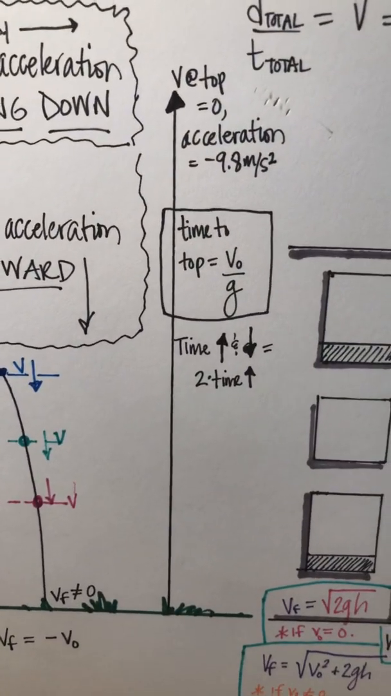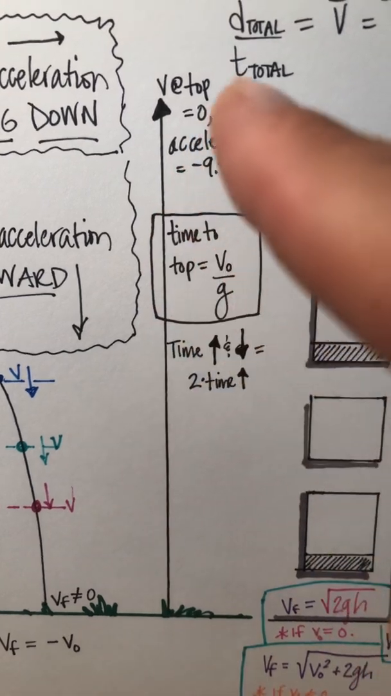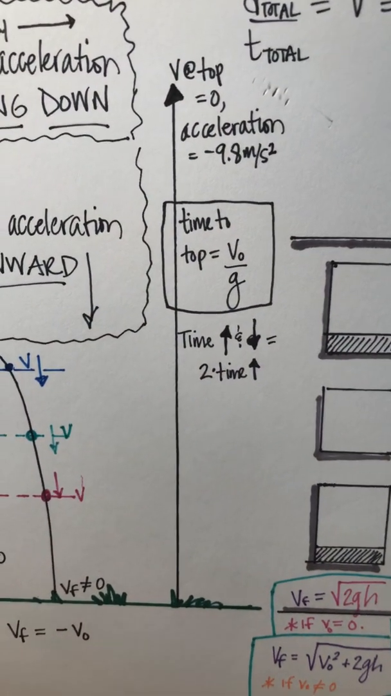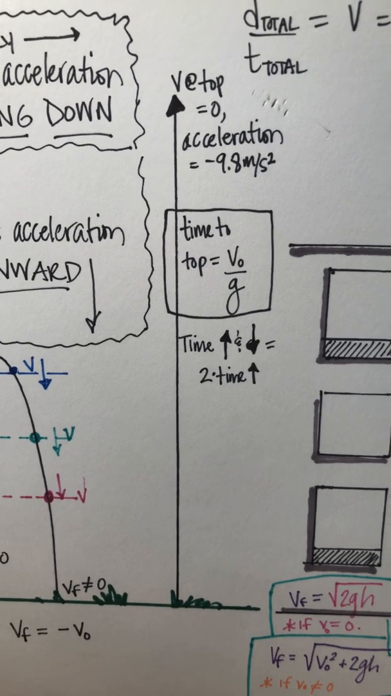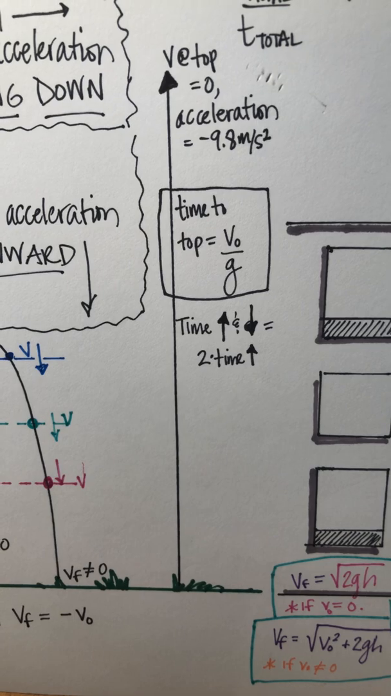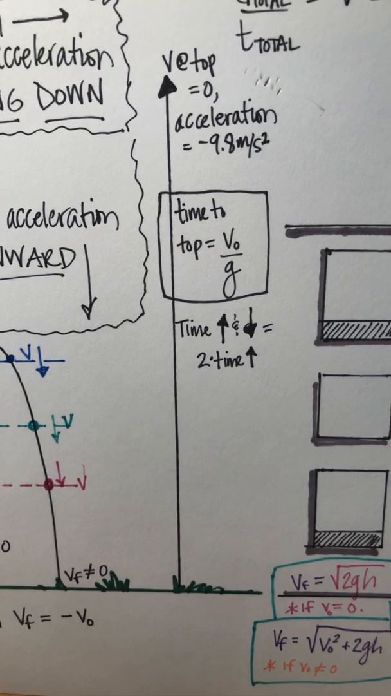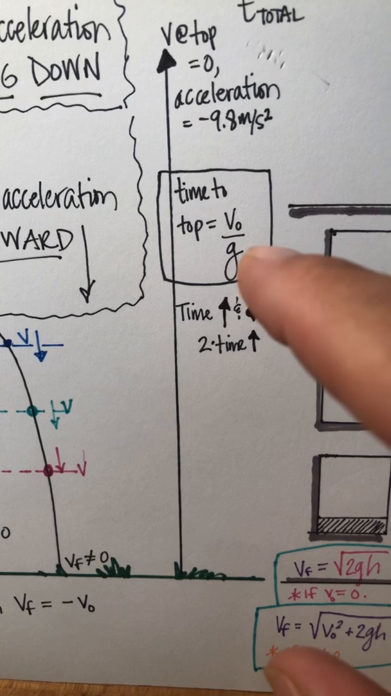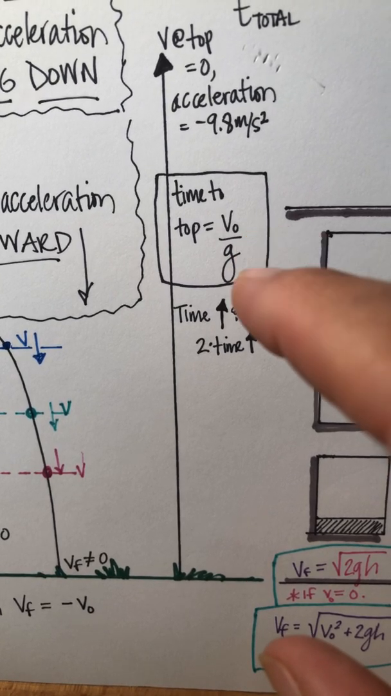All right, so in the case where you're going to throw something straight up in the air, it's worthwhile to point out that at the top, the velocity is 0, but the acceleration is still negative 9.8. We know this acceleration is true because the thing slows down on the way up, stops, and then speeds up on the way down. So, a little quick shortcut: time up to the top is equal to v initial over g.